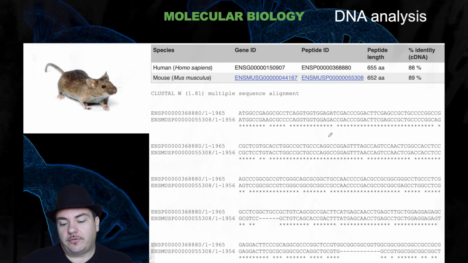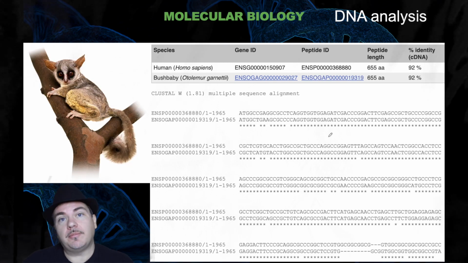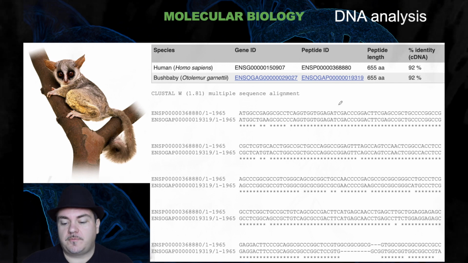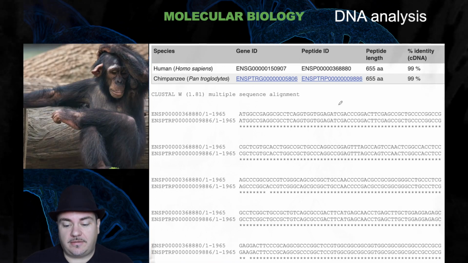Something that's even more closely related to us, a bush baby, which is a primate, like we're a primate. 92% of the DNA is identical for this particular gene between humans and primates. You can see there's a lot less of the regions that don't have asterisks. Something that's even much more closely related to us, a chimpanzee. 99% of the DNA is identical in this gene between humans and chimpanzees.